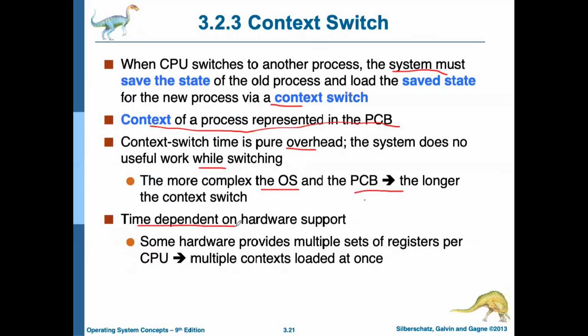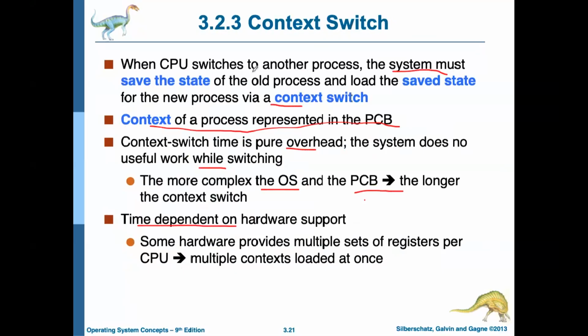Some hardware provides multiple sets of registers per CPU. This is for multiple contexts loaded at once. So the context switch is stated here to help you understand its meaning. They are moving from one process to another process if there is some request or interrupt. So in order to change from one state to another state, they need to have the context switch concept there.